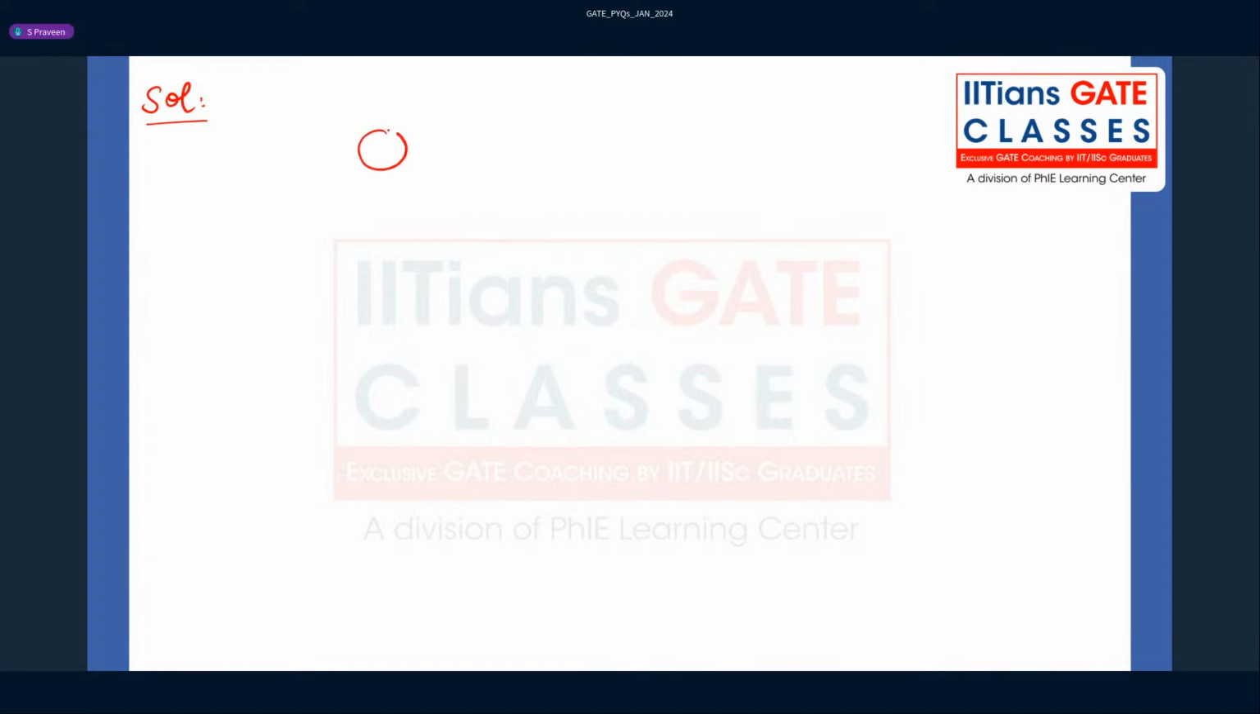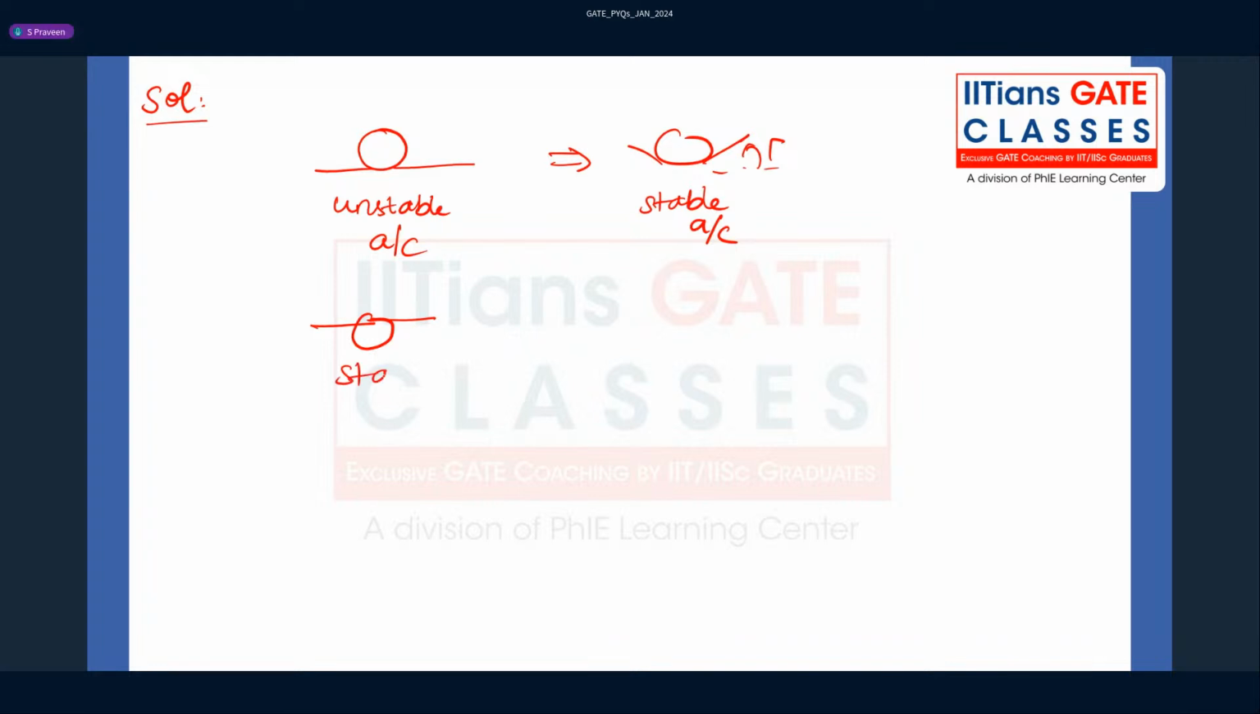Let's say a low wing. This is basically an unstable case. How do you stabilize it? By adding a dihedral. Dihedral is basically this angle. So this is a stable aircraft. Whereas a high wing is a stable one. If I provide the same up angle, that is the dihedral, it will become more stable with respect to this.